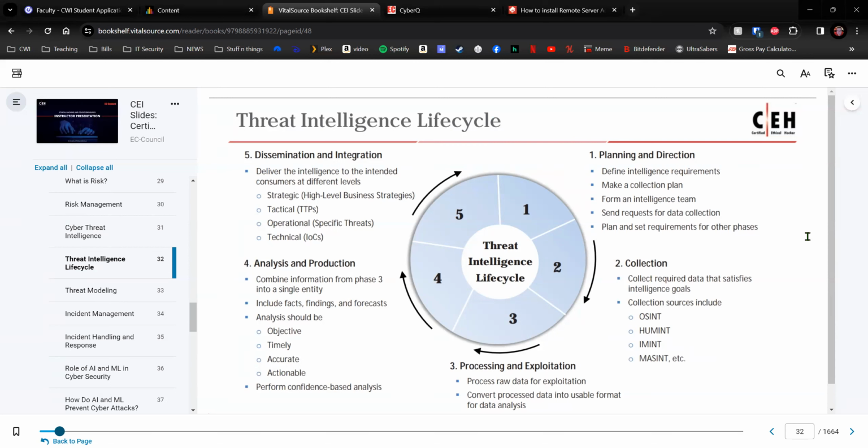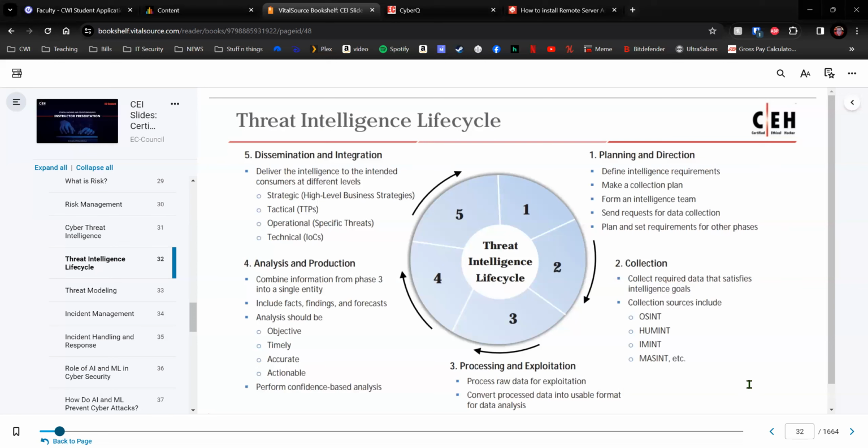Collection sources include OSINT, human intelligence, IMINT, and MASINT. Processing and exploitation: process raw data for exploitation, convert processed data into a usable format for data analytics. Analysis and production: combine information from phase 3 into a single entity, include fact findings and forecasts. Analysis should be objective, timely, accurate, and actionable, and perform confidence-based analysis.